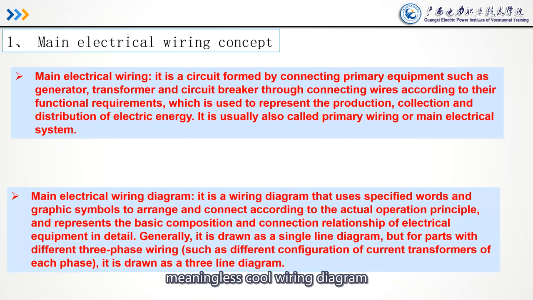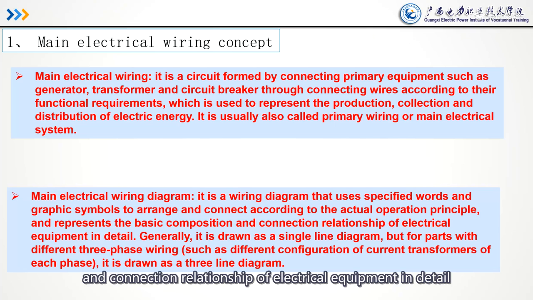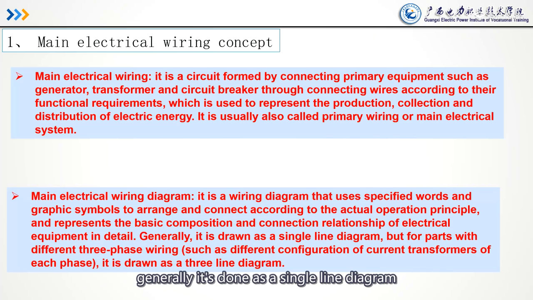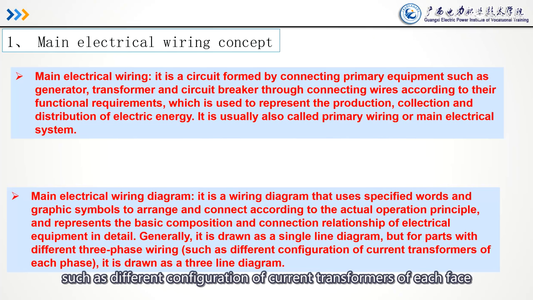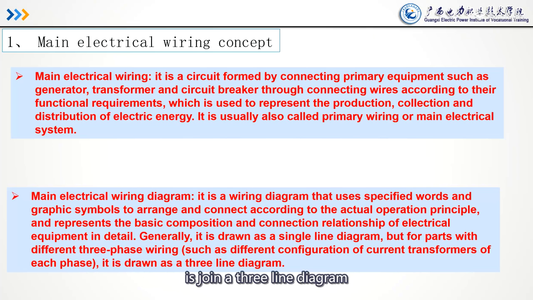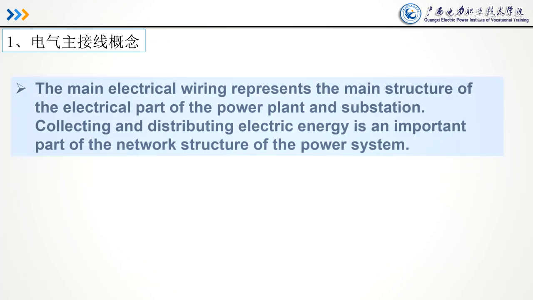Main electrical wiring diagram. It is a wiring diagram that uses specific words and graphic symbols to arrange and connect equipment according to the actual operational principle and represents the basic composition and connection relationship of electrical equipment in detail. Generally, it's drawn as a single line diagram, but for parts with different three-phase wiring, such as different configuration of current transformers of each phase, it is drawn as a three-line diagram.